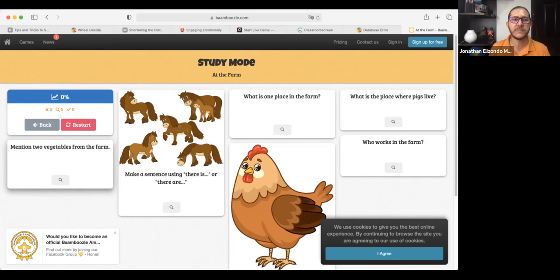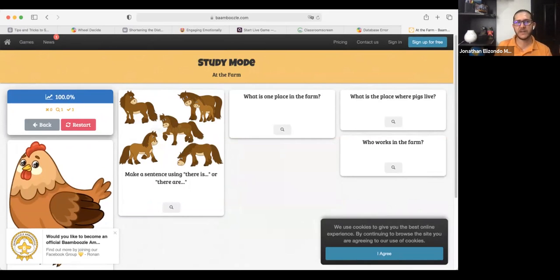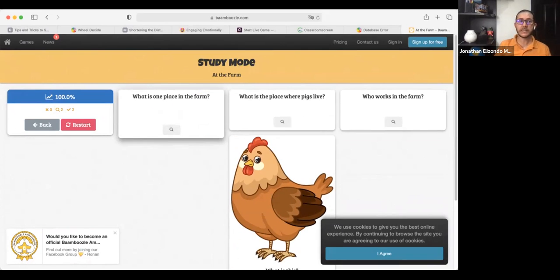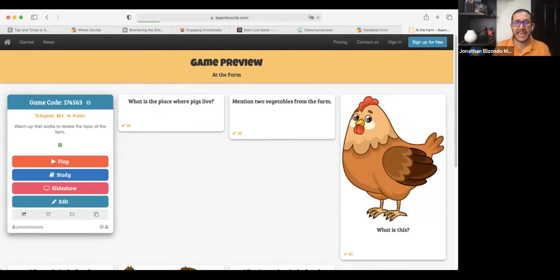And it says, mention 2 vegetables from the farm. And they can study and say, oh, 2 vegetables, I think corn, cabbage, carrots. And then they see answers may include tomato, carrot, onion, potato. And they say, oh, yes, I got it correct. So they get some points. Make a sentence using there is or there are. Oh, there are many horses. And so there are horses. Good, that was good. So they can actually study.